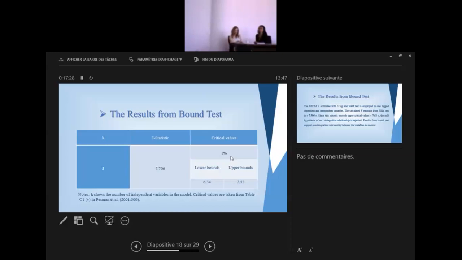Why don't I compare it with the lower bound? Because we have mixed results. We have mixed results I1 and I0 in the unit root test. So in that case, I compared the F statistic to the upper bound.